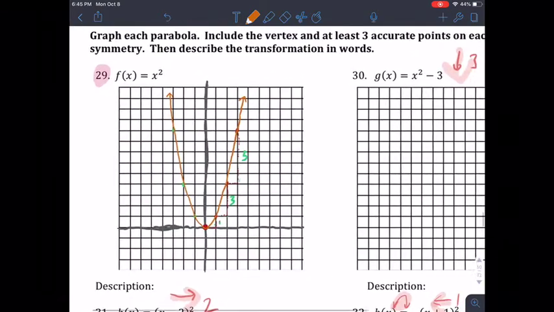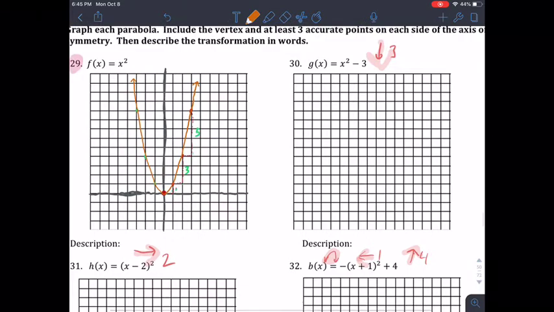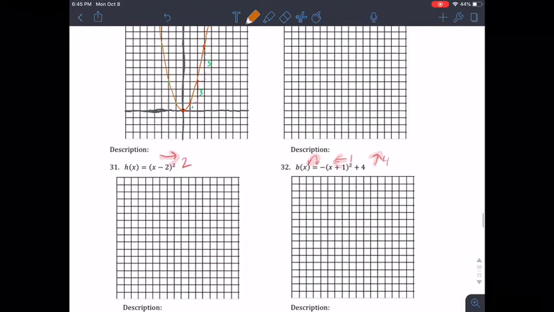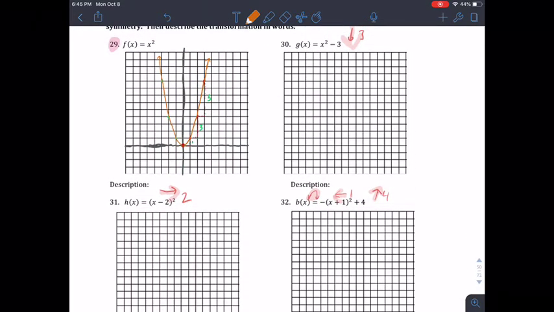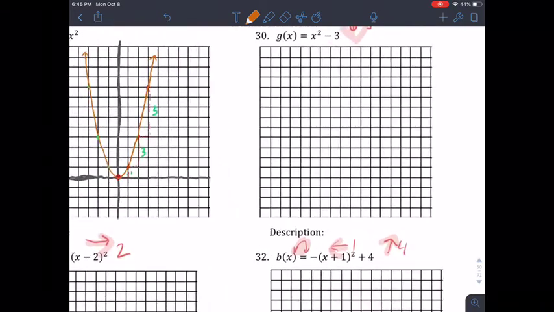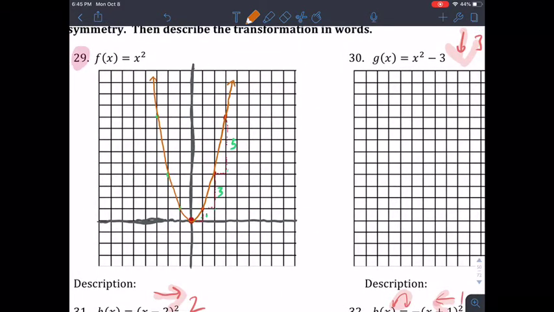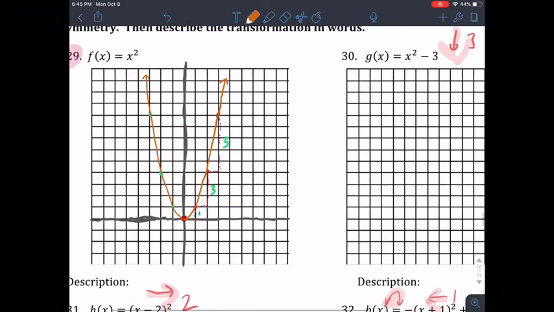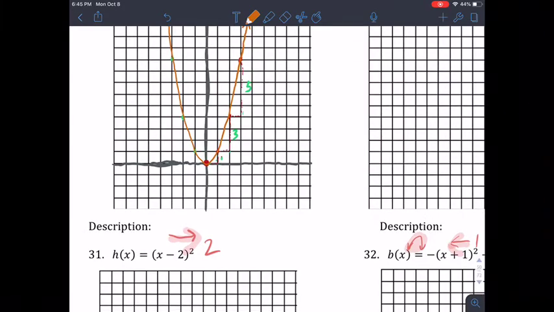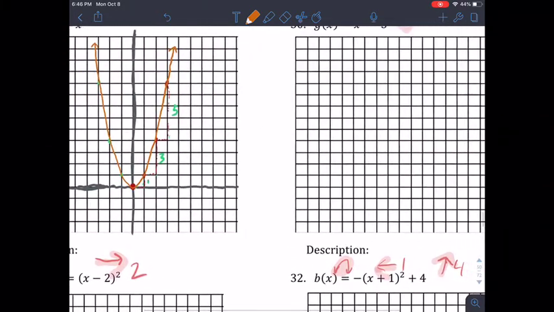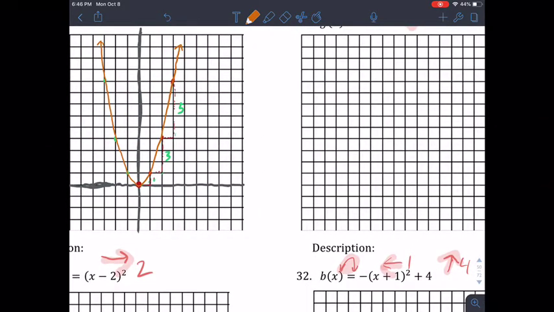All right, that's pretty much it. If you have any questions, come by and see me. Try out the rest of them. Remember, these are all shifting. So if you drew the parent function correctly, all this is going to do is shift. In this case, the parabola is going to shift down for number 30. The parabola is going to shift to the right for number 31. And for 32, it's going to shift left 1, up 4, and then it's going to face down. It's not going to face up. So you're actually going to have to mess with your axis. If I were you, I'd probably move it up like that for number 32.